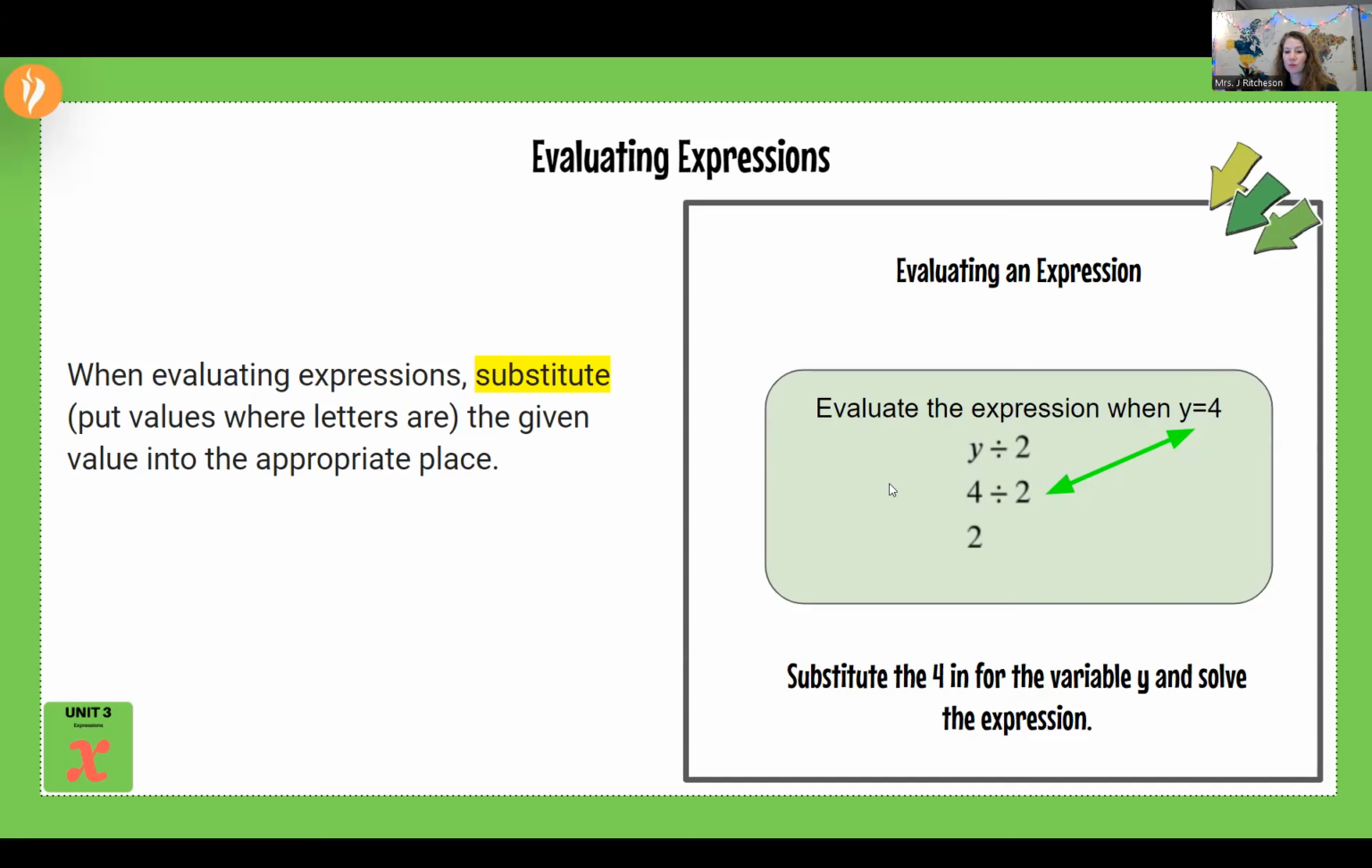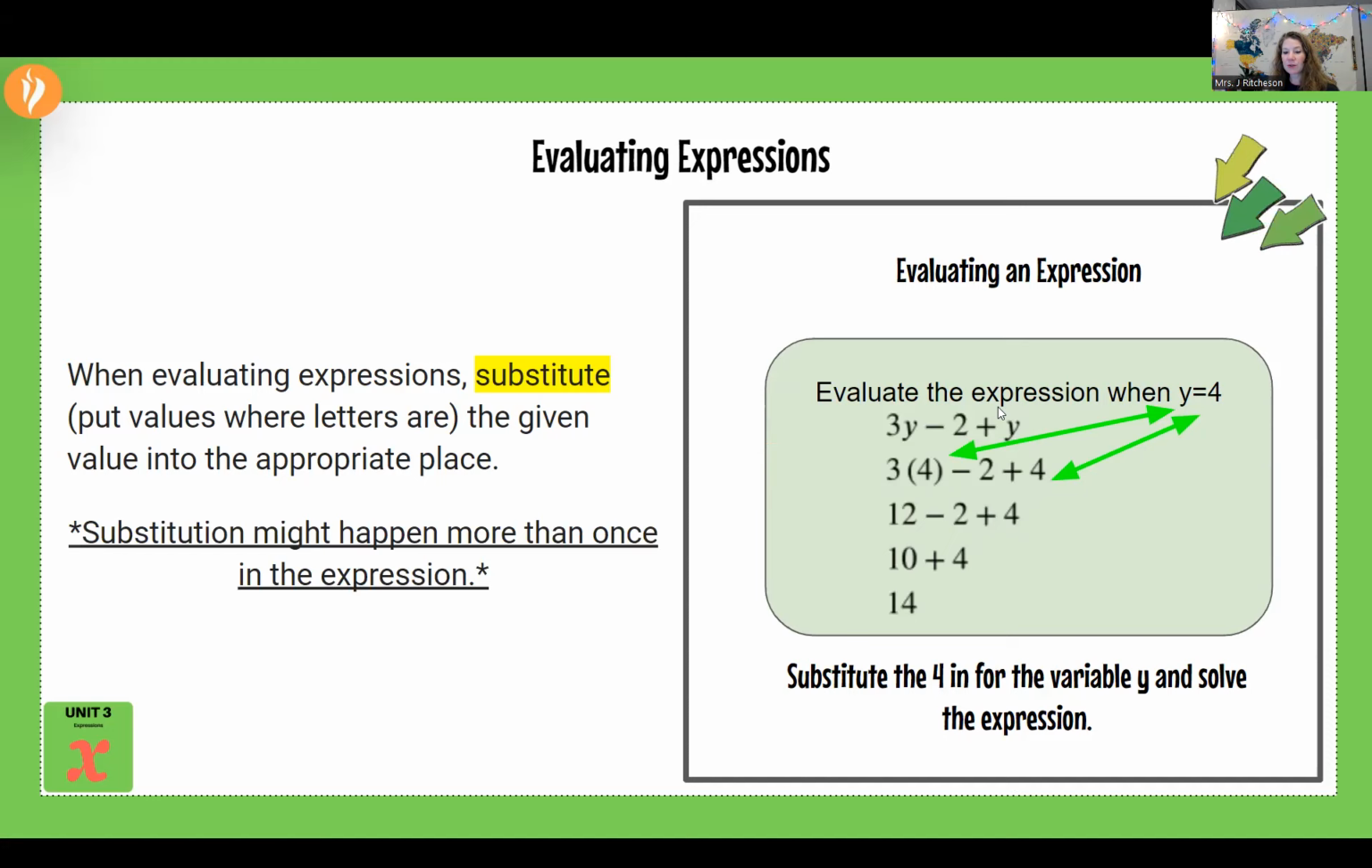Sometimes we can have long expressions like this one, and they've used y twice. Well, that's fine. If y is equal to 4, you're just plugging in 4 every time you see a y. So we would write 3 times 4 minus 2 plus 4. Don't forget about order of operations. So we would multiply first. 12 minus 2 plus 4. Then we go in order from left to right. So 12 minus 2 is 10, and 10 plus 4 is 14.